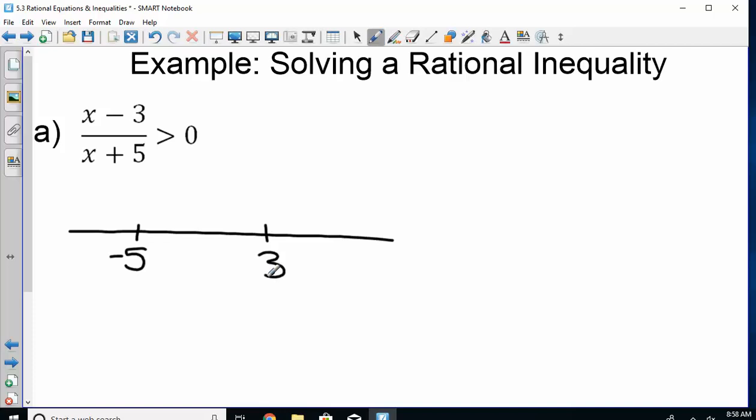Go ahead and graph this on your calculator. We're going to talk about a couple different ways to get our answer. So I want you to do x minus 3 divided by x plus 5.